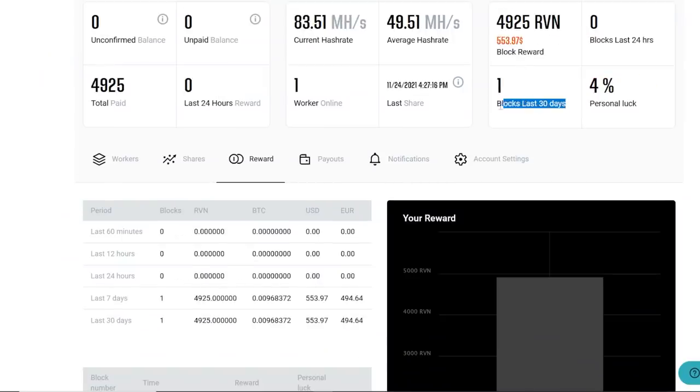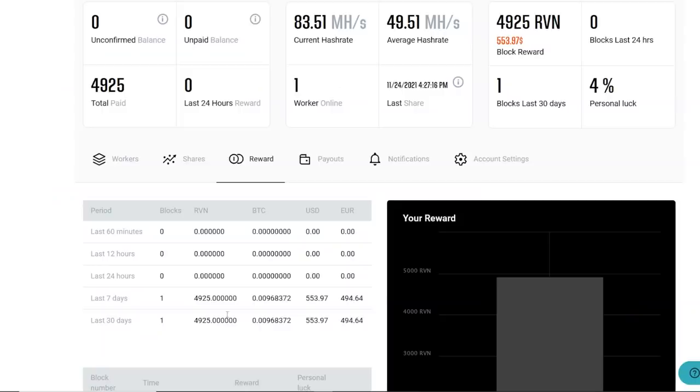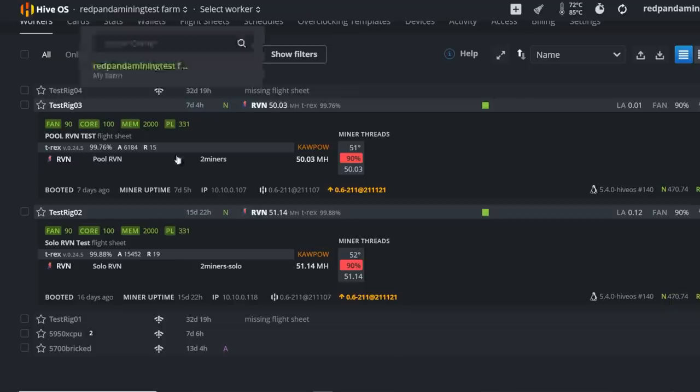Okay, you can see here I hit a block the last 30 days, and you can see here last 7 days, one block. So the block that I received on this solo test rig was on the 20th. Okay, so now it is November 24th. So theoretically, this rig found a block, I would say, roughly 11 days in solo mining RavenCoin.